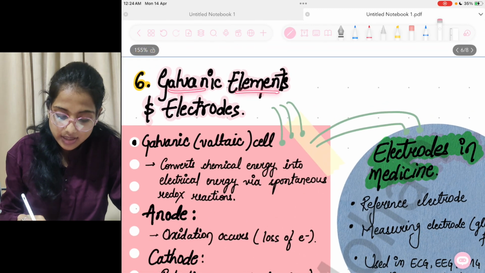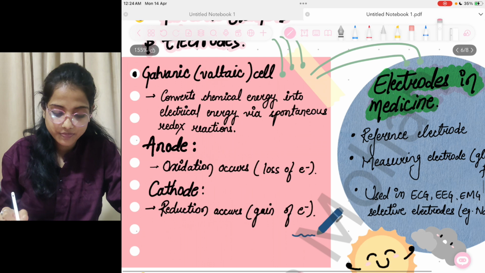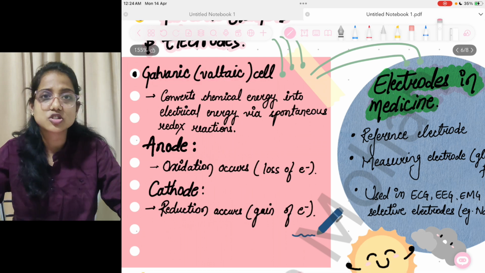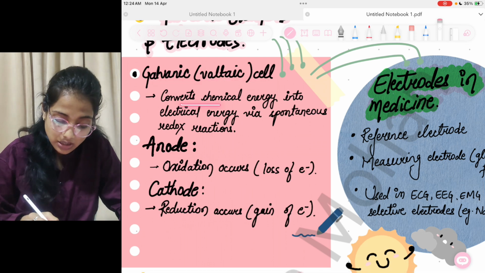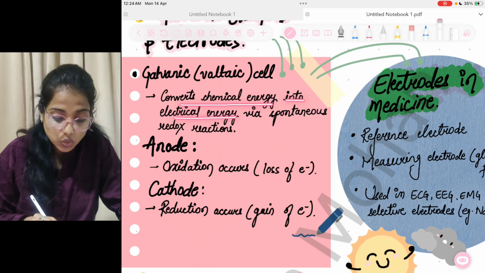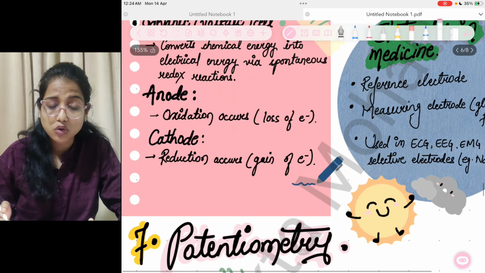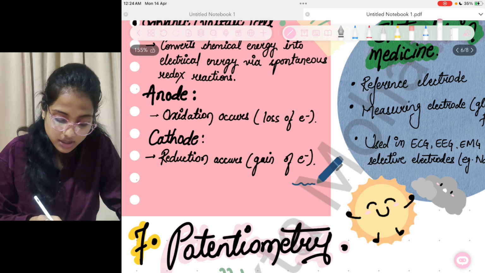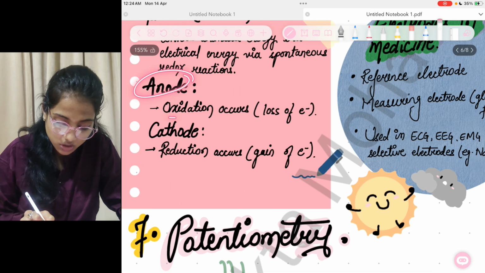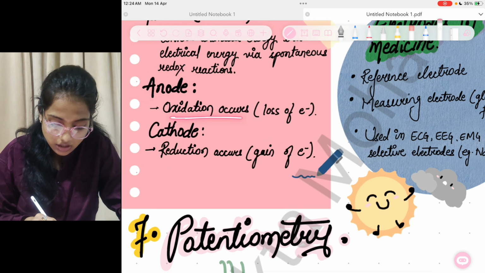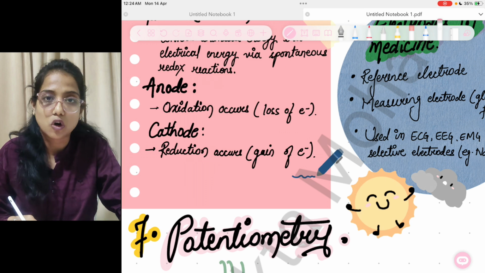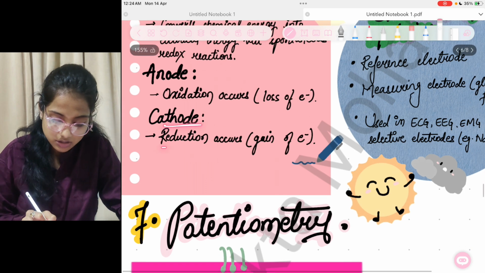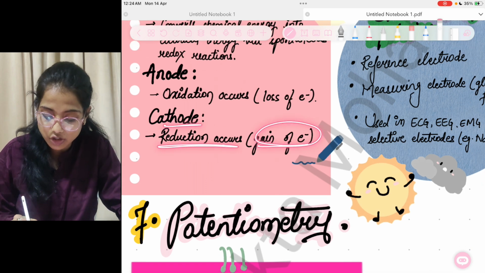Now, galvanic elements and electrodes. A galvanic cell is also known as a voltaic cell. It converts chemical energy into electrical energy via a spontaneous redox reaction. I already told you about redox reaction. What is anode? At the anode, oxidation occurs, that is loss of electrons, and at the cathode, reduction occurs, that is gain of electrons.